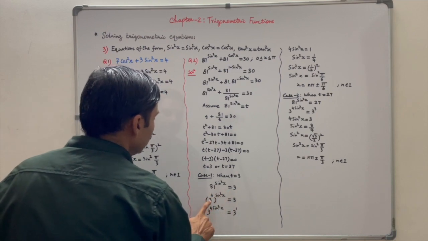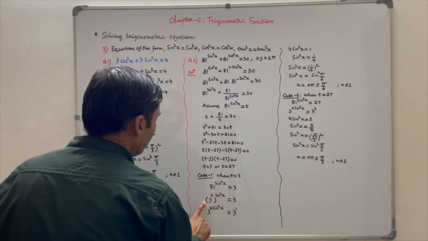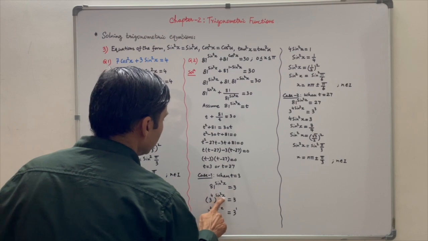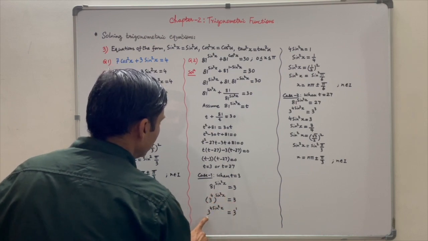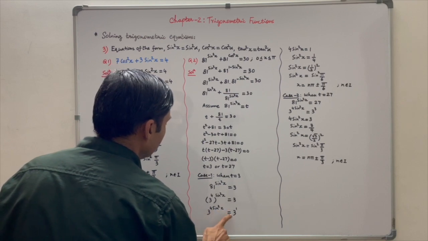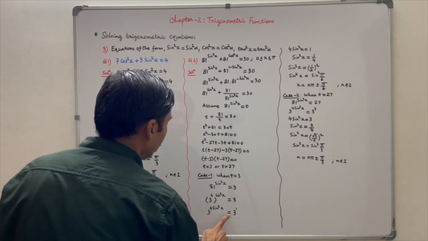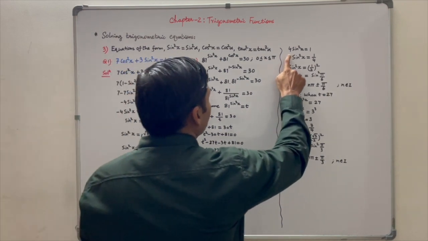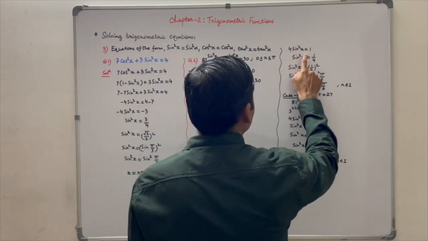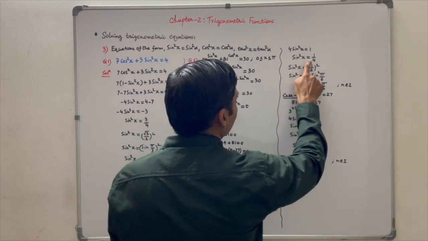Write 81 as 3⁴. So (3⁴)^(sin² x) = 3. Now powers will be multiplied. So 3^(4 sin² x) = 3¹. Now bases are same, so we can compare powers. So 4 sin² x = 1, or sin² x = 1/4.